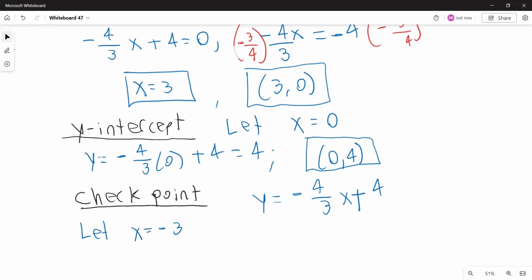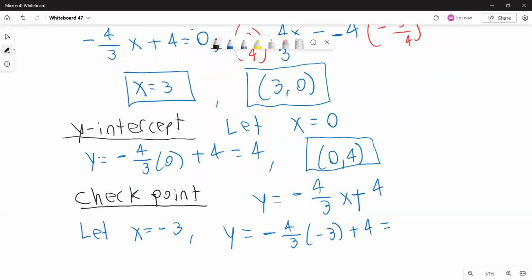Let x be -3, and y is -4/3 times -3 plus 4. But -4/3 times -3, that's going to be positive, and the 3's cancel out. So this is going to be 4 plus 4, or simply 8. And the checkpoint is -3, 8.